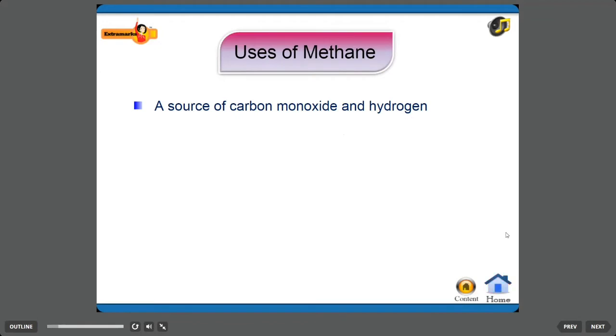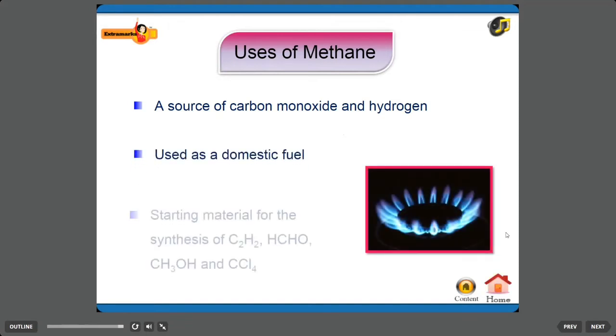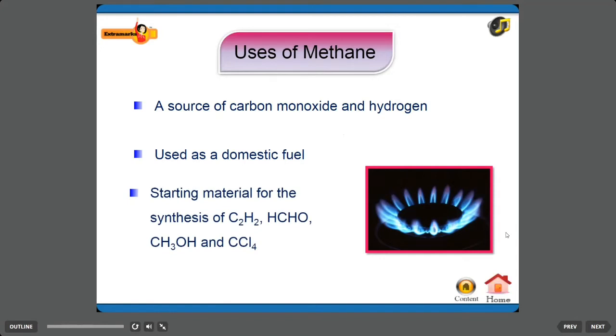Let us now study about the various uses of methane. Methane is a source of carbon monoxide and hydrogen. It is used as a domestic fuel. Methane is the starting material for the synthesis of ethyne, formaldehyde, methanol, and carbon tetrachloride.